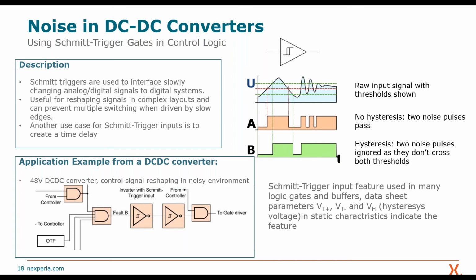You can detect the Schmidt trigger input capability in the data sheet, in the parameter description. If you find VT plus, VT minus, and VH, which is for the hysteresis voltage, in the static characteristics, that is indicating that the device has a Schmidt trigger input.